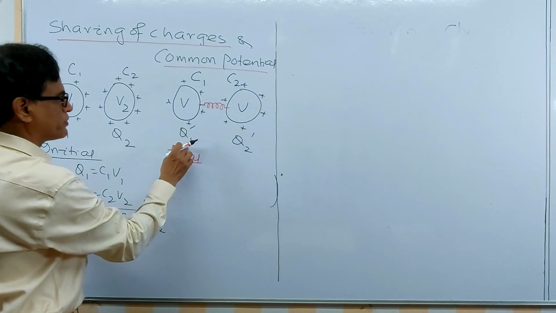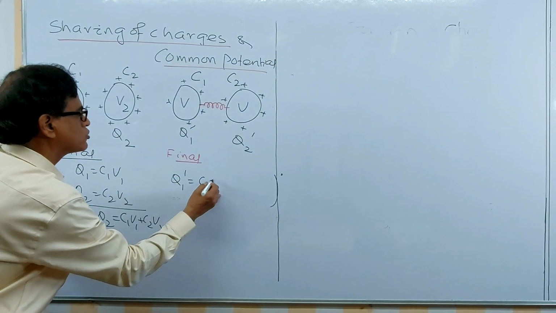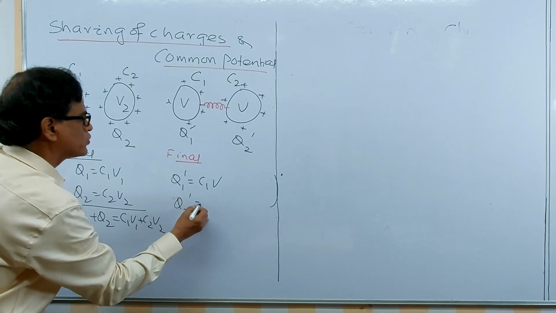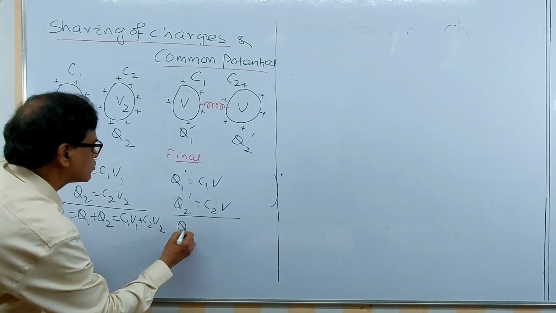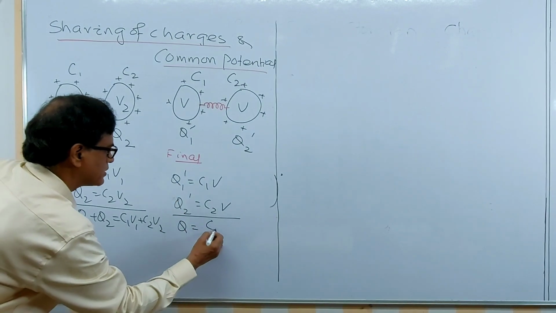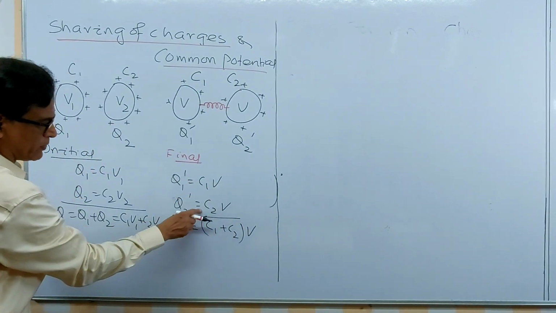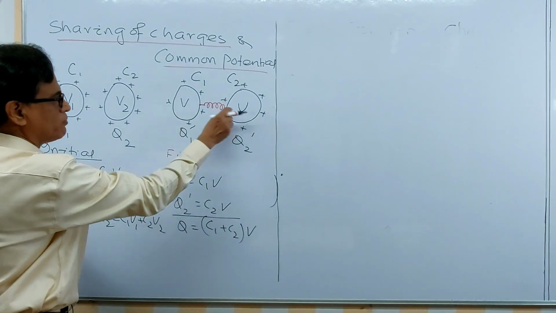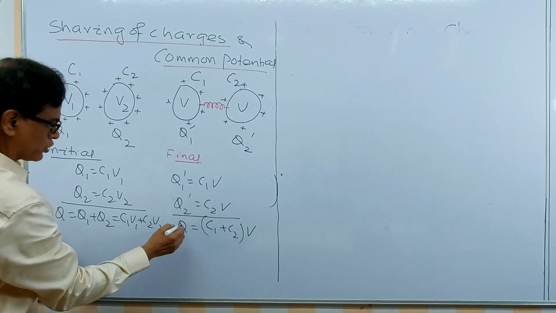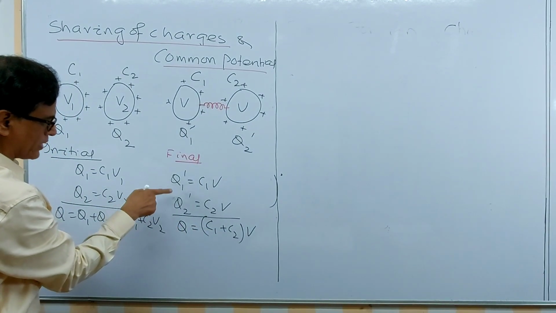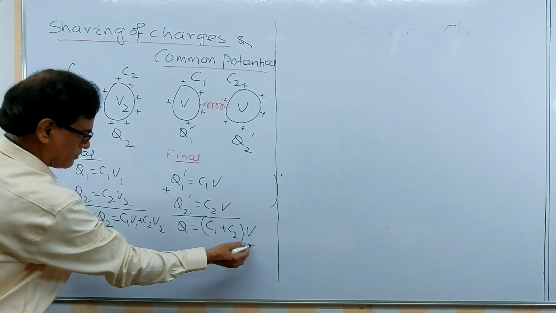So here the final charges will be Q1 dash and Q2 dash, where Q1 dash is equal to C1V, Q2 dash is equal to C2V. Now the total charge will be this plus this: C1V plus C2V, which is C1 plus C2 into V. V is the common potential, the potential will be the same. So the total charge here will be Q1 dash plus Q2 dash. If you add these two, you will get this one.